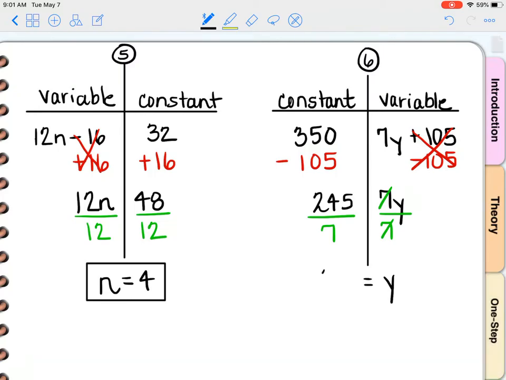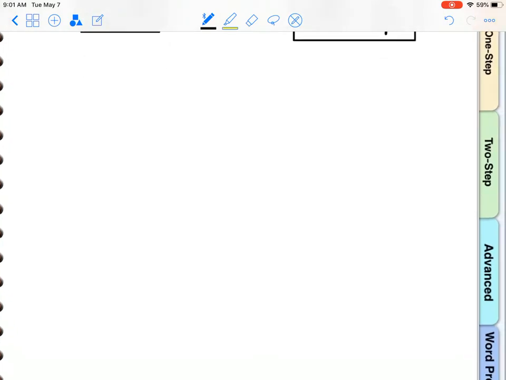Yes. I can divide and multiply a little easier than add and subtract in my head, which is sort of a mystery, but anyway, 35 equals y. Okay, number 7.